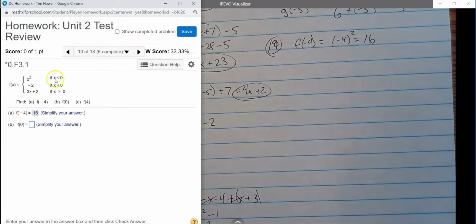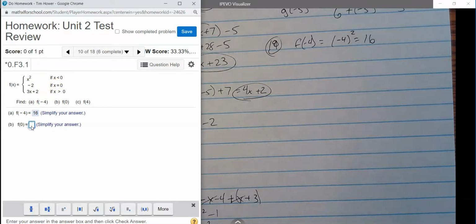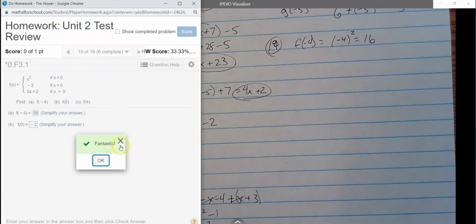The next one then is 0. Well, the middle is the only condition that meets that. So that is negative 2. I'm going to use the rule negative 2. There's nothing to plug into it. So there's no x to plug in, so you don't plug 0 in anywhere. You just, negative 2 is the answer.